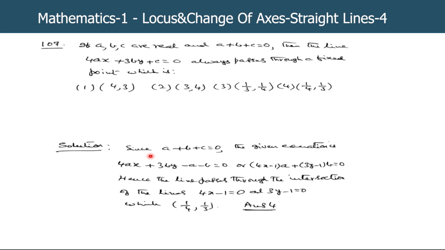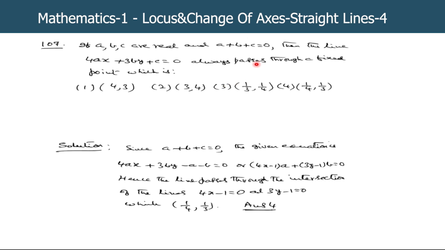Right. Since A plus B plus C equal to 0, the given equation becomes 4AX plus 3BY minus A minus B is equal to 0, or (4x minus 1) into A plus (3y minus 1) into B is equal to 0. Hence, the line passes through the intersection of the lines 4x minus 1 equal to 0 and 3y minus 1 equal to 0, so the point of intersection is 1 by 4, 1 by 3, which is option number 3.